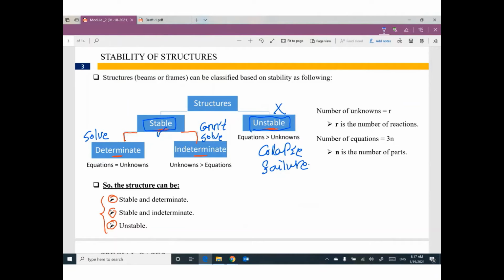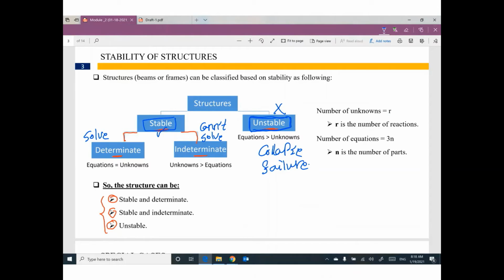So one more time, your structure can be stable or unstable. If the structure is stable, I can say this structure is stable and determinate, or this structure is stable and indeterminate. Otherwise, your structure is unstable. It doesn't make any sense to say your structure is unstable and determinate, or unstable and indeterminate, because if the structure is unstable, I don't need to solve it. Okay?